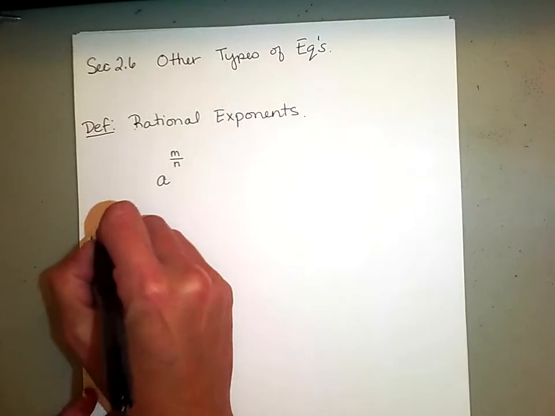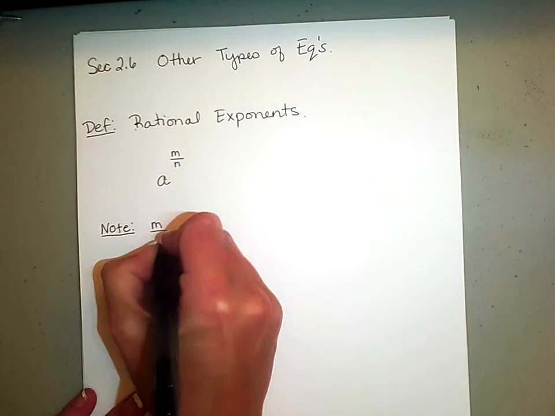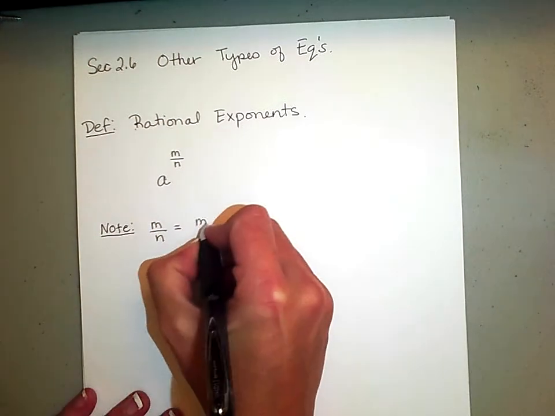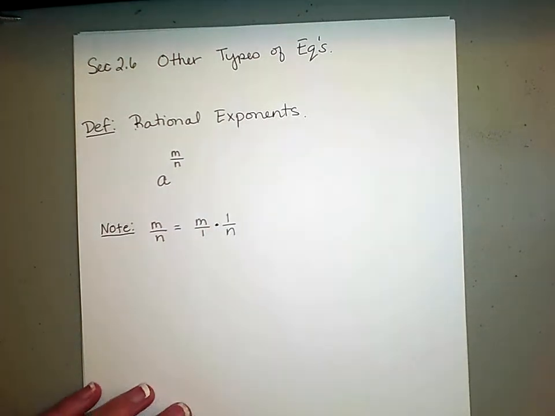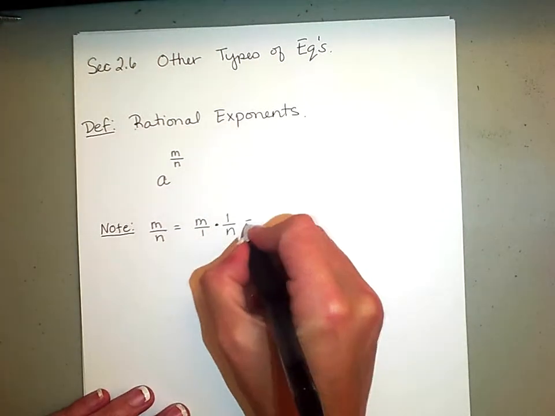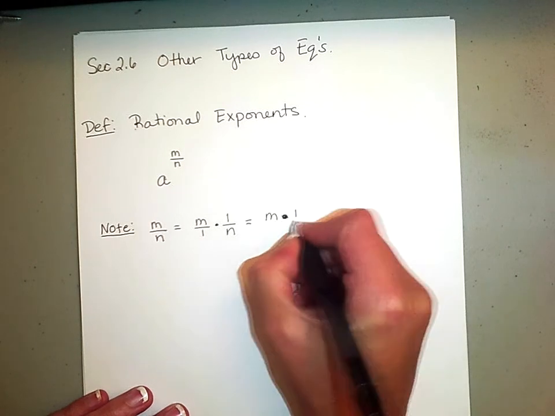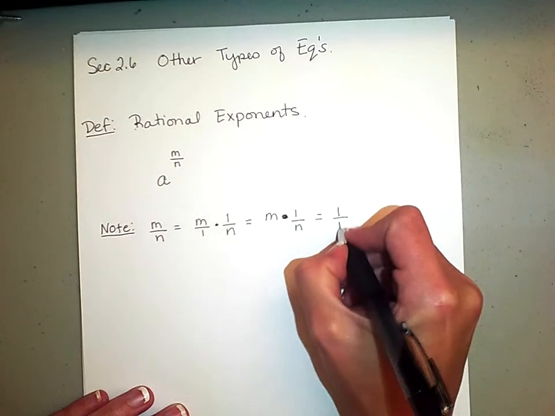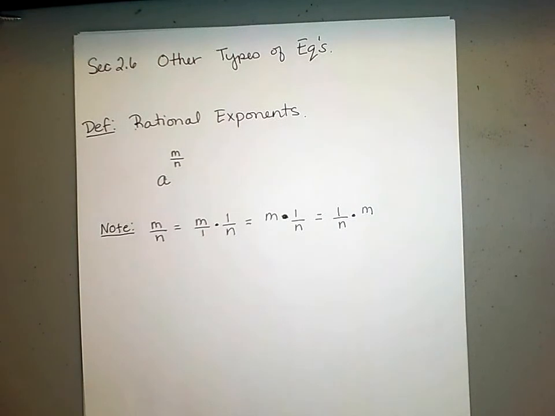And there's various ways we can write this, but for you to understand, I hope you can see that any fraction m over n, I could write that as m over 1 times 1 over n if I needed to. Which would be the same thing as m times 1 over n. I could also commute these. I could write that as 1 over n times m. So both of these things can happen.